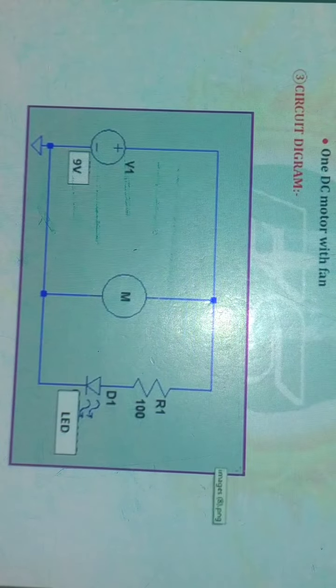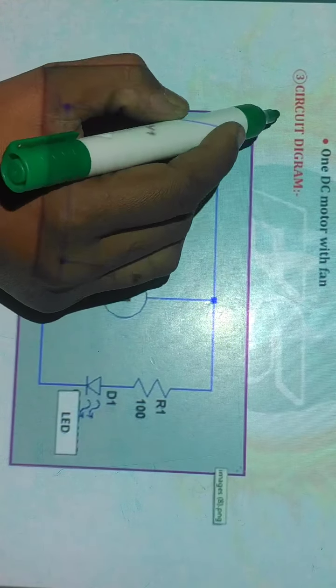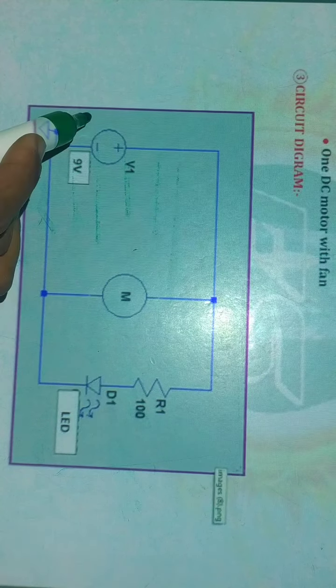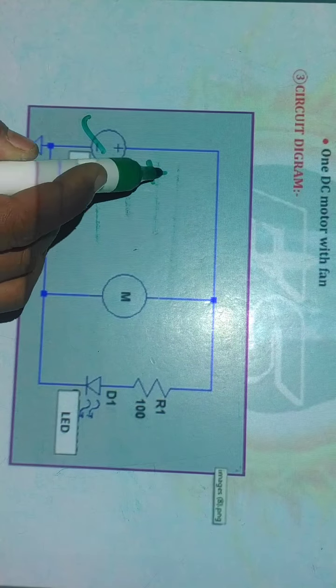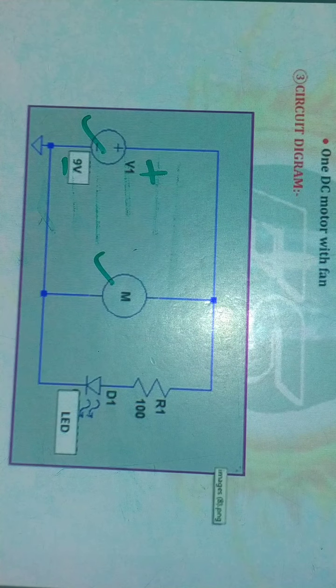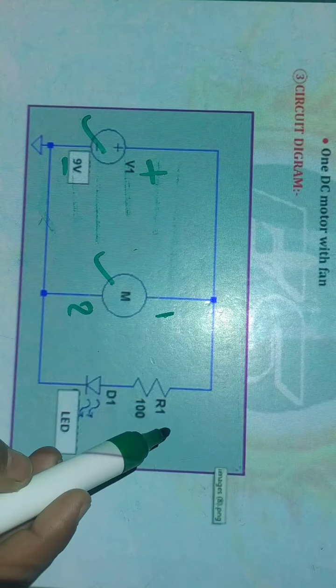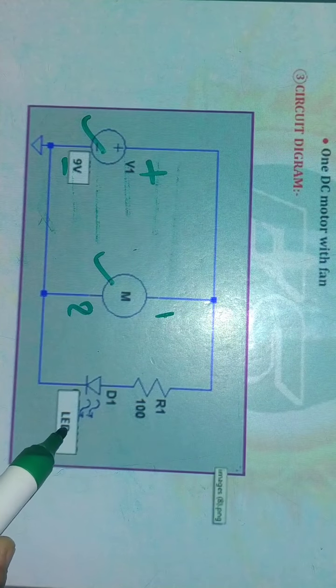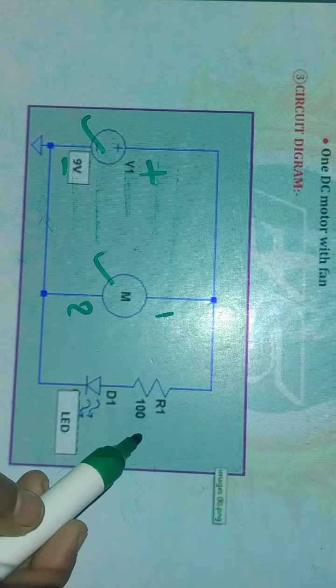So this is the circuit diagram. This is the 9-volt battery, the positive and negative terminal. This is the DC motor, one terminal and second terminal. This is the resistance. Here we use a resistance.